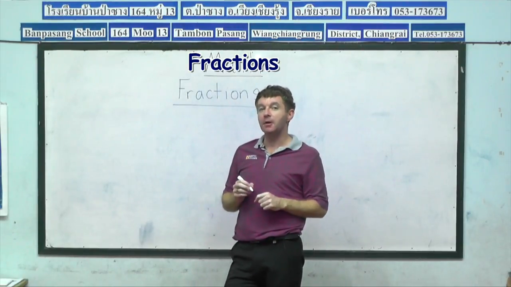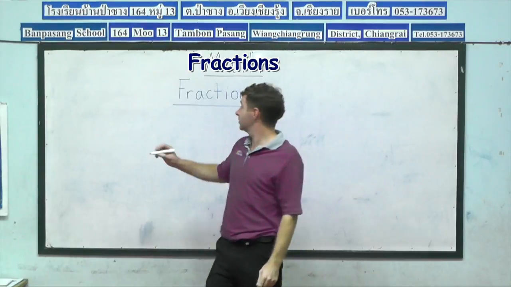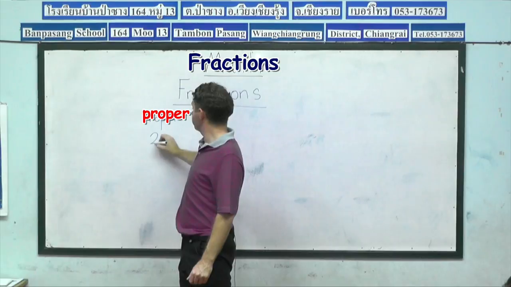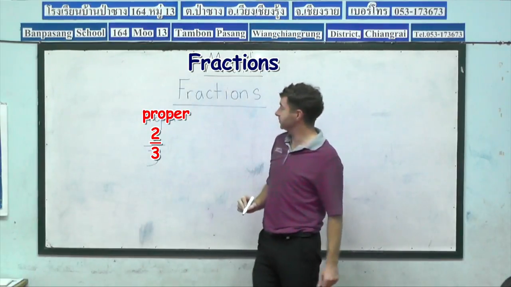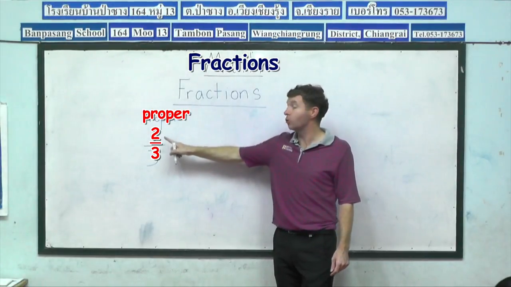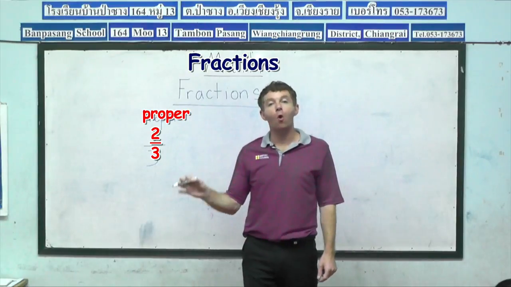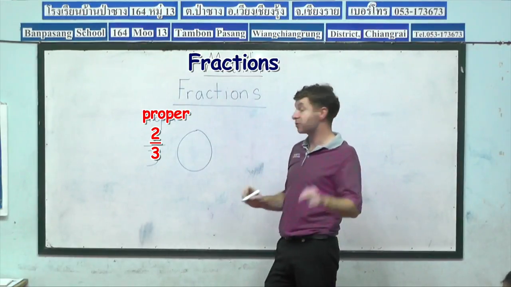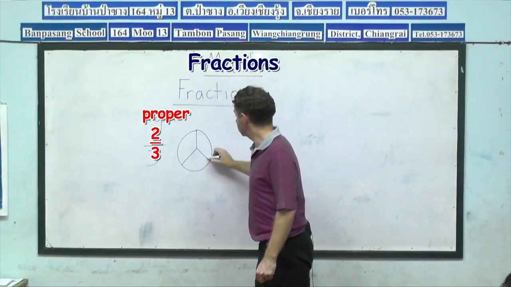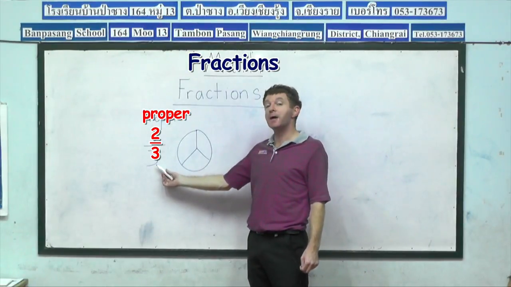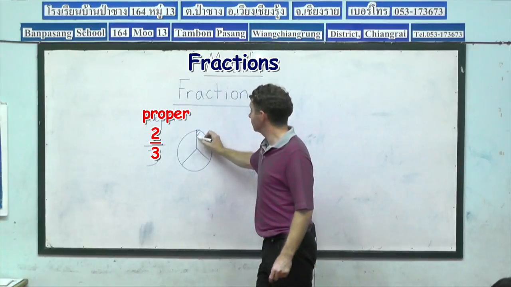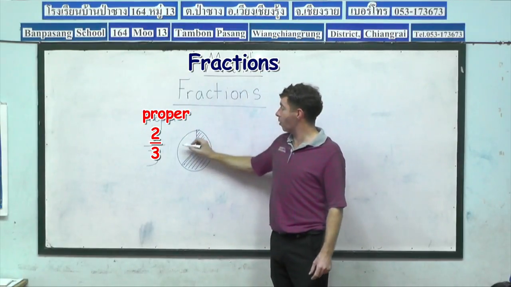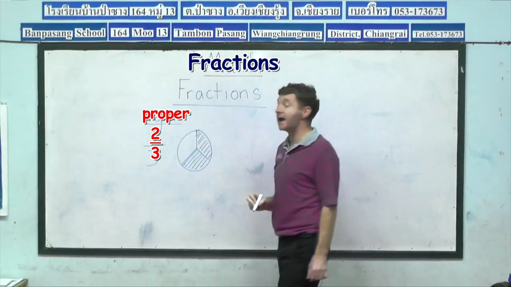The first type of fraction we learnt about was called a proper fraction. Yes, and what a proper fraction is, is when the top number is smaller than the bottom number. Now this fraction here is a proper fraction, 2/3, because if we draw a circle, what we need to do is divide the circle into three parts. Like this. So we have three parts, which is represented here by the denominator. And then the segments in blue represent the fraction 2 over 3. And this is what we call together, guys, a proper fraction.